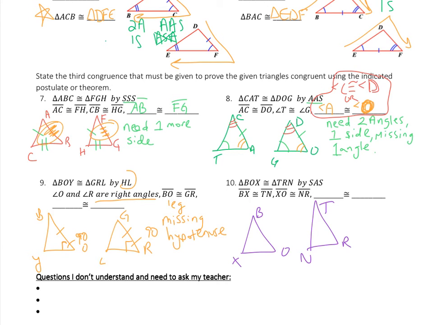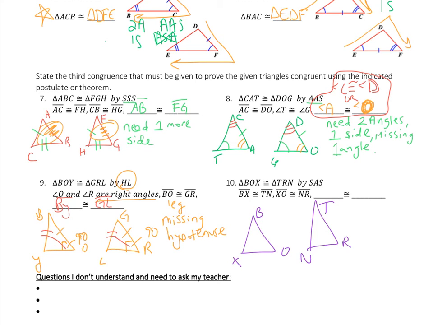And I can see that I'm missing my hypotenuse because I need a hypotenuse and a leg for HL. So the hypotenuse that I'm missing, I need to have BY congruent to GL. Remember, the hypotenuse is across the triangle from my right angle. So I always look for that right angle, and the side across from it is your hypotenuse.